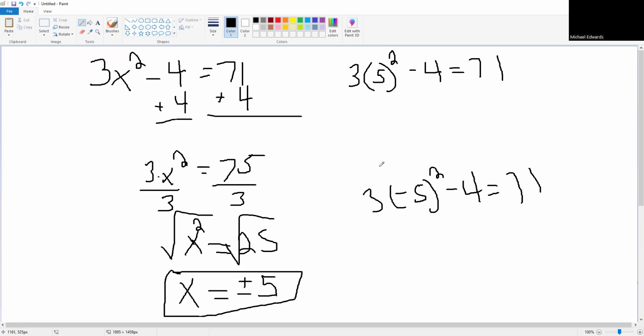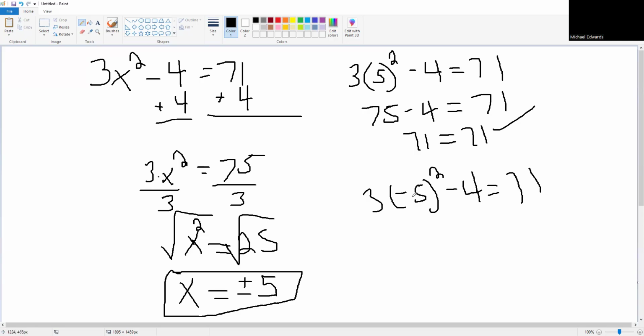We'll start with this one. So this would be 5 squared is 25, right? And 25 times 3 is 75. So this would be 75 minus 4 equals 71. And of course, this would be 71 equals 71. And that checks out. But, well, does the negative check out?